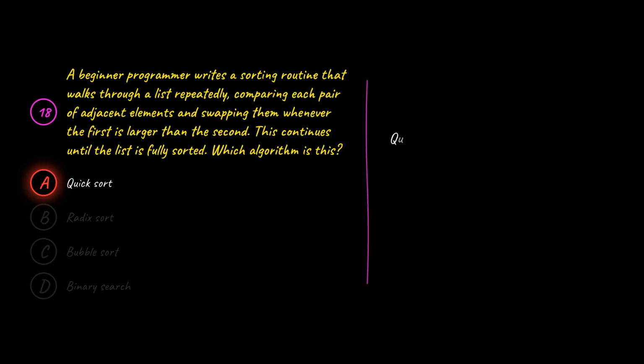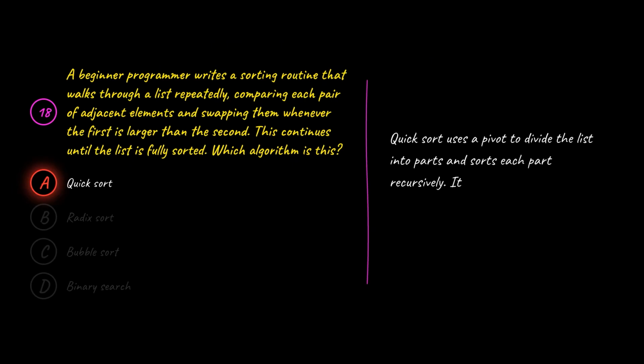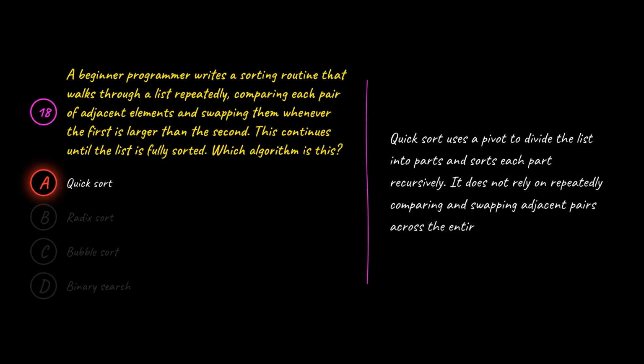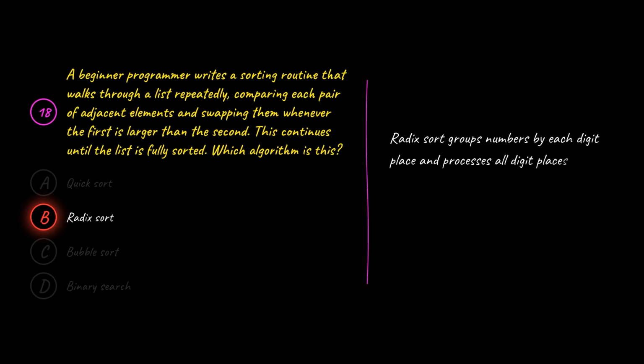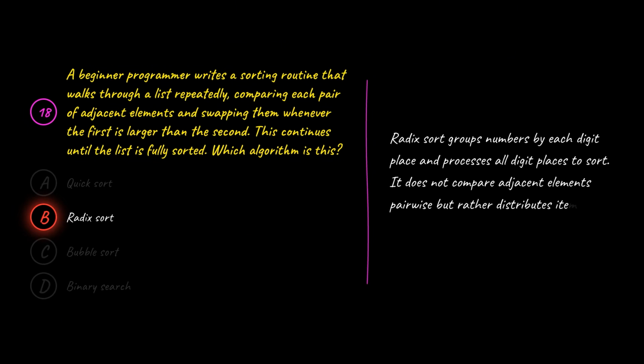A is wrong because quicksort uses a pivot to divide the list into parts and sorts each part recursively. It does not rely on repeatedly comparing and swapping adjacent pairs across the entire list, like bubble sort. B is wrong because Radix sort groups numbers by each digit place and processes all digit places to sort. It does not compare adjacent elements pairwise, but rather distributes items into buckets based on digit values.